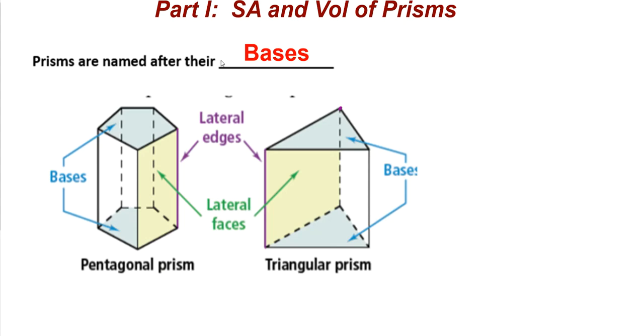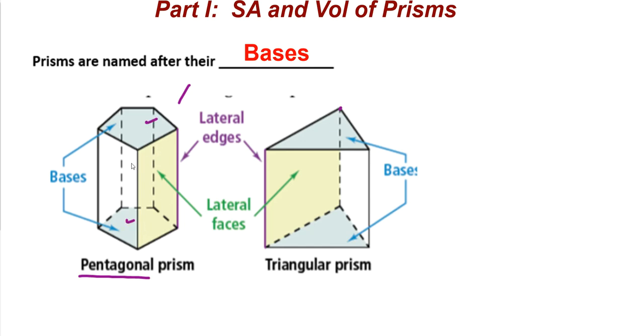So what we're going to first look at is the differences between a prism and a cylinder. Of course, the basic difference is the cylinder has circles for bases. The prisms are going to have polygons for bases. And the prisms are named after their bases. Basically, a base is a polygon where they're parallel to each other, congruent parallel figures. So this is a base and this is a base.